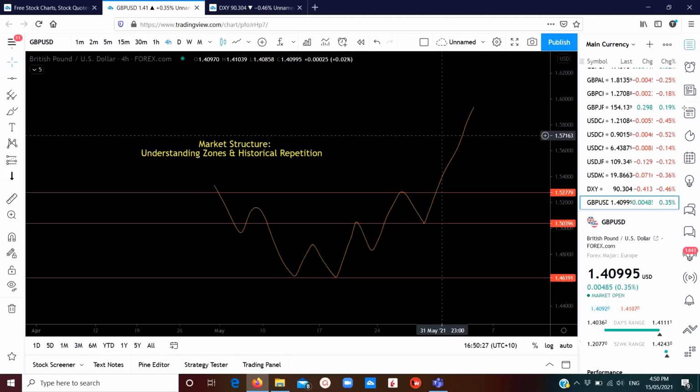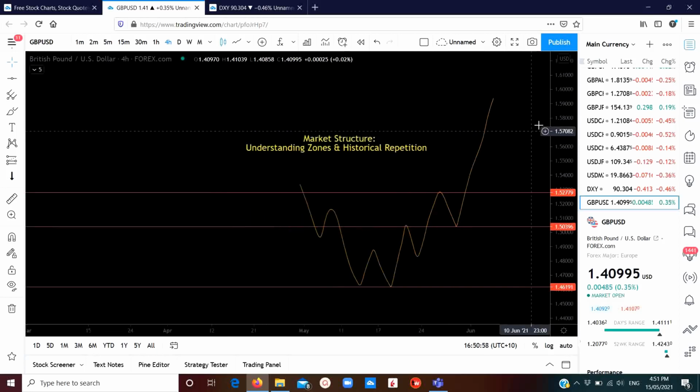At the end of the day, us as retail traders, we make up about 5 to 10% of the currency markets, so we can't actually manipulate the price to go to a certain area. These big time investors are pushing price to a certain level, okay? So I'm just going to explain to you about understanding the zones and understanding historical repetition. That being said, let's get right into it.